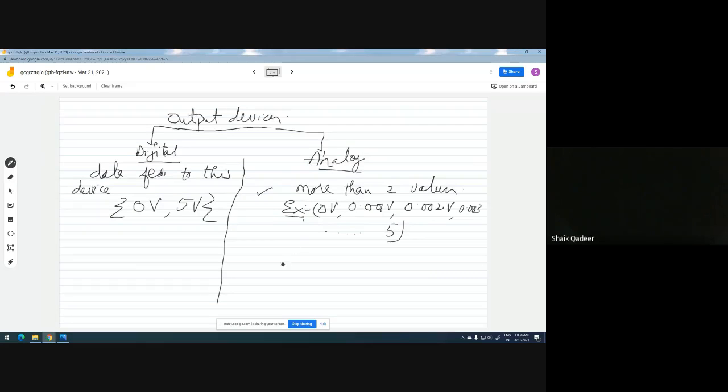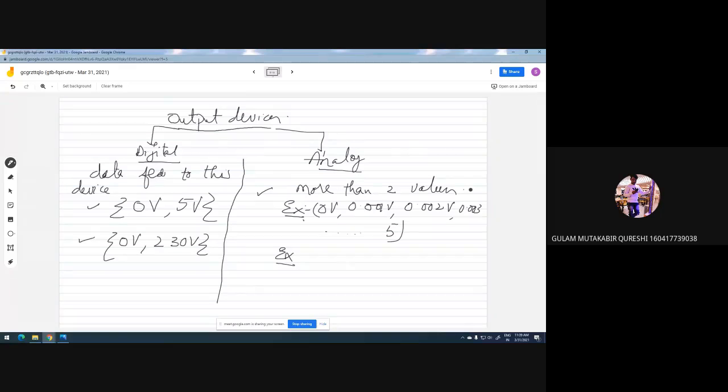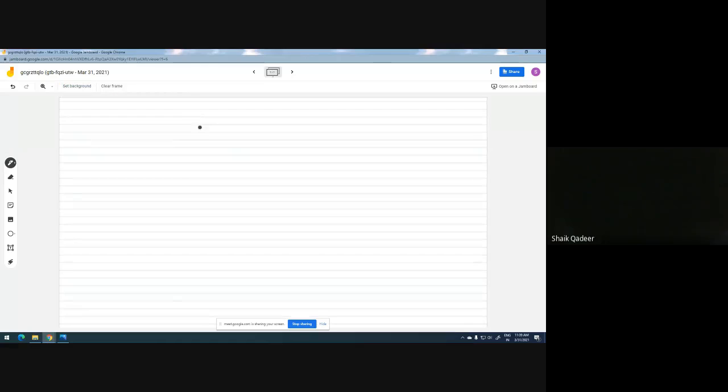This is for low voltage devices. How about for high voltage devices? High voltage device, 0 volts, 230 volts. In this case, for high voltage devices, there is no sense in feeding analog. Analog high voltage devices are not existing. Only digital high voltage devices are existing, right? That's why this is not necessary to discuss. Hope the introduction to the data which can be fed to different output devices is clear to everybody. Yes, sir, clear.